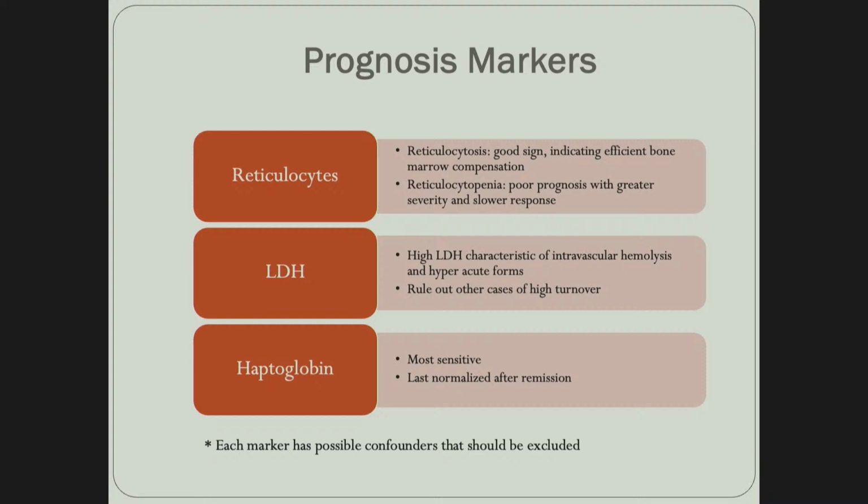That may be the reason which leads to reticulocytopenia. High LDH is characteristic of intravascular hemolysis and hyperacute forms. You need to rule out other causes of high turnover, like inflammatory conditions. Haptoglobin is the most sensitive marker, which will help you know whether the patient is in remission. It will get normalized last upon treatment. Further, these markers have confounders, so you need to exclude other confounding features.